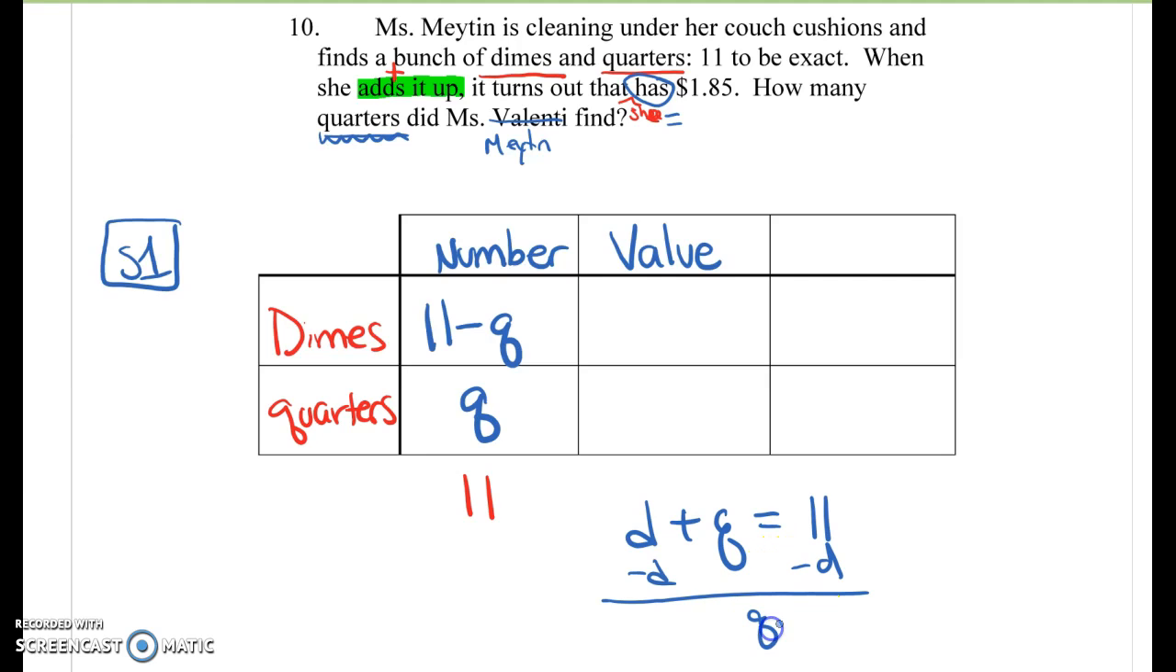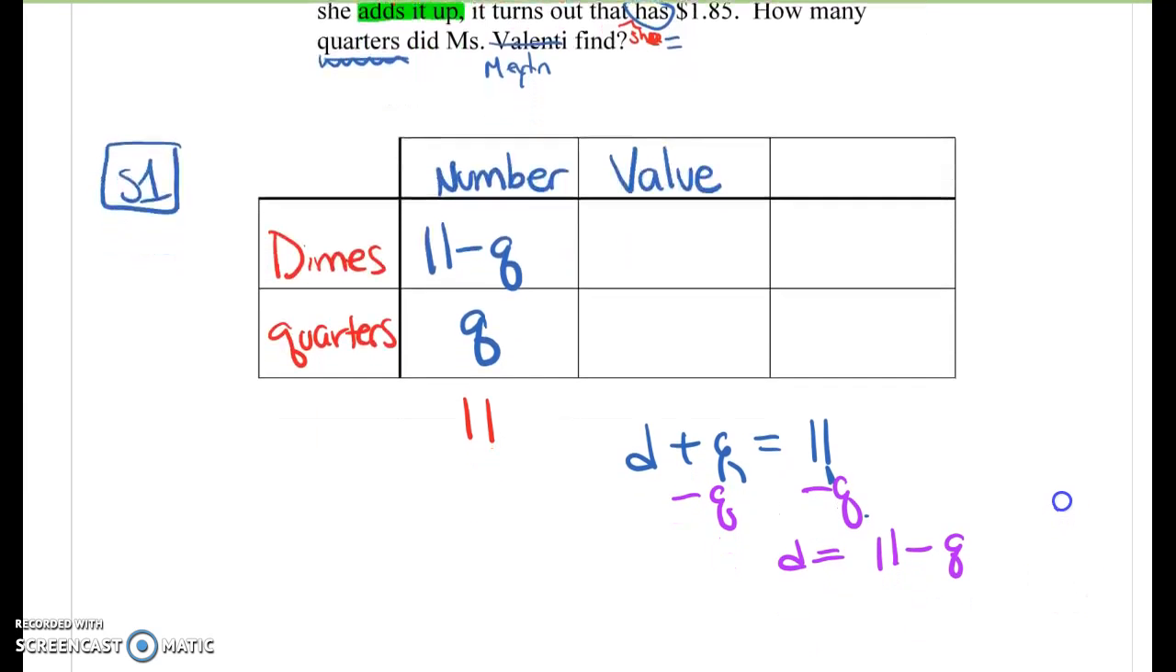We could understand that. And then if we want D by itself, we can subtract Q, and then we get D, the number of dimes, is 11 minus the number of quarters.